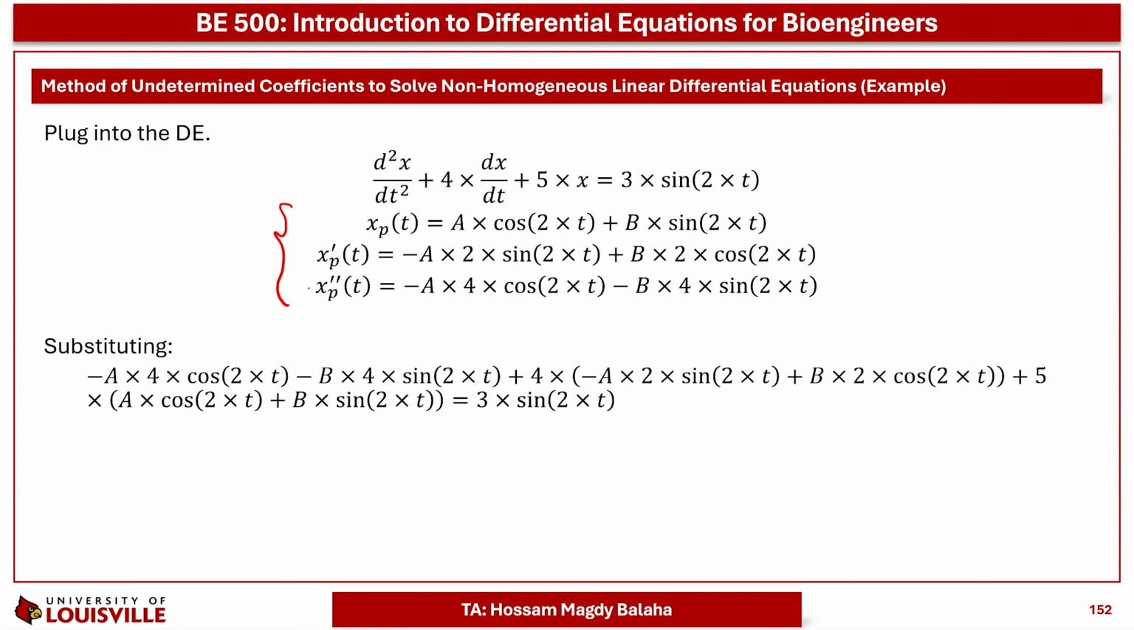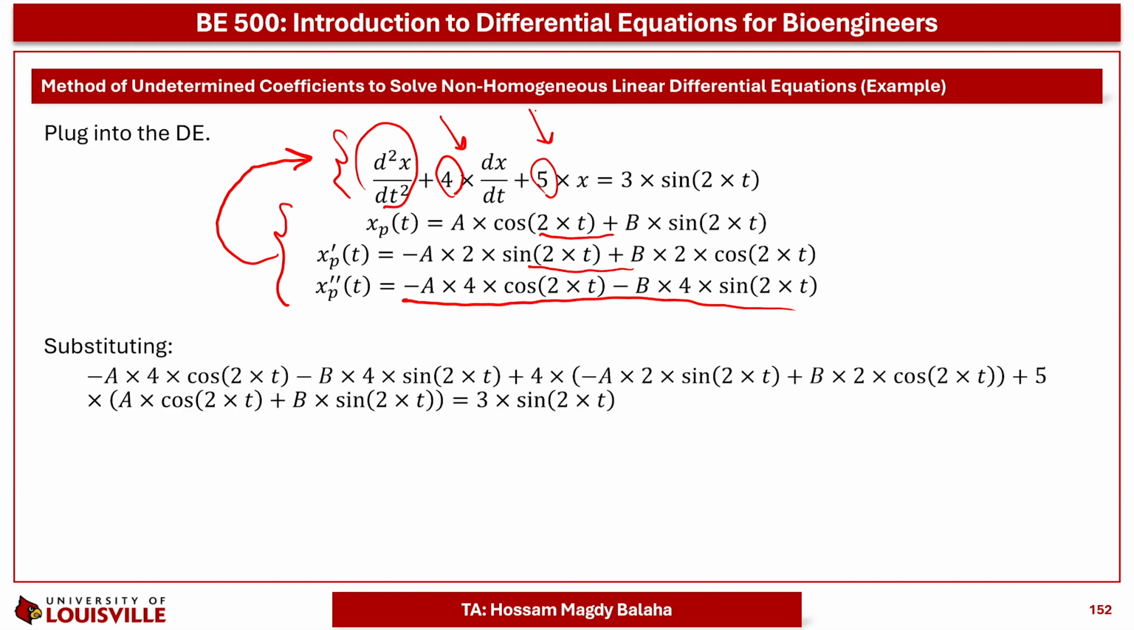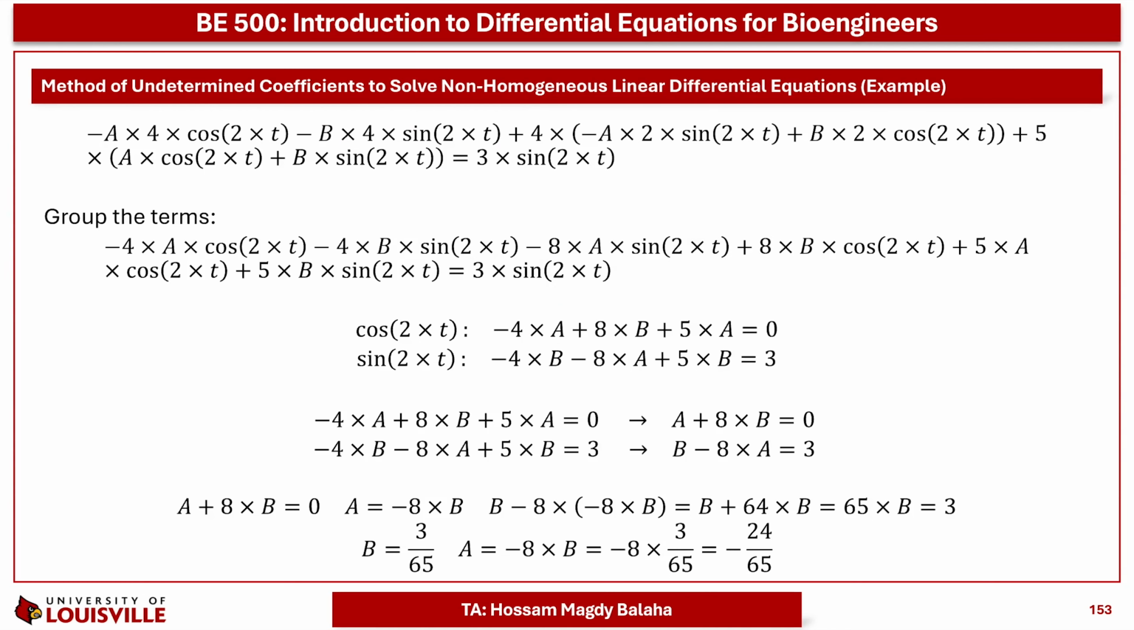Now we have the particular solution and the first and the second derivatives and the original differential equation. Substitute these into the original equation. Substitute the second derivative here, the first derivative after multiplying by 4 here, and the original particular solution after multiplying by 5 here. And don't forget the right hand side. You will get something like that. Start to organize the parts here and group the terms together. You will retrieve something like that.